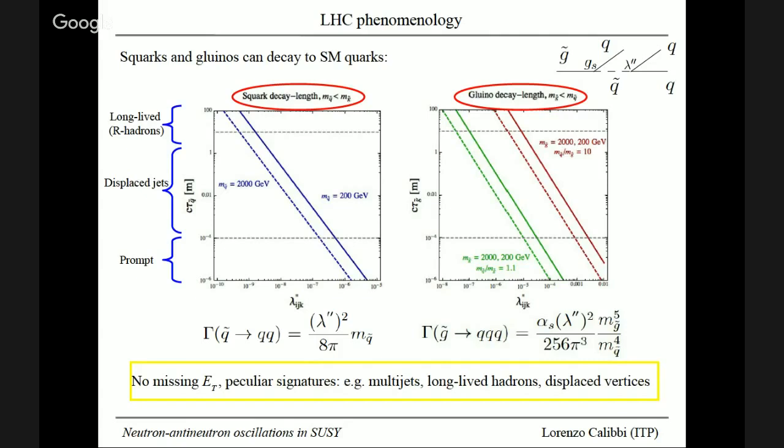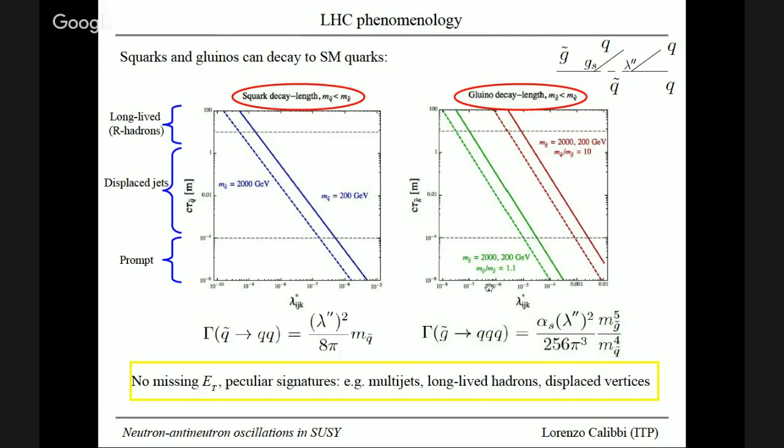So it will look like a heavy colored object hitting the material of the detector at any place and eventually leaving the detector. So for this kind of regime, there are, of course, dedicated searches at LHC experiments. So these are very different possible phenomenologies.